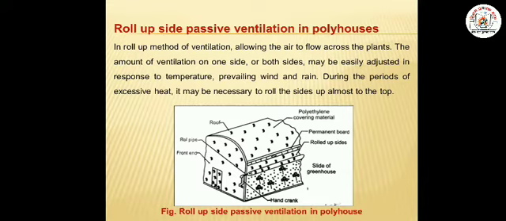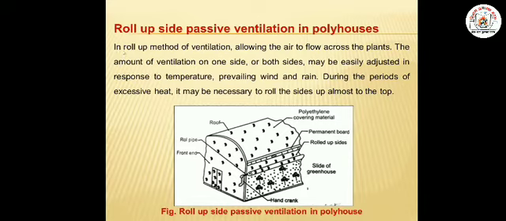With the help of this hand crank, when the sun rises, a person giving service at the greenhouse lifts this curtain by means of hand cranking, either from one side or from both sides, to achieve the movement of air inside the greenhouse structure. So this is roll-up side passive ventilation.